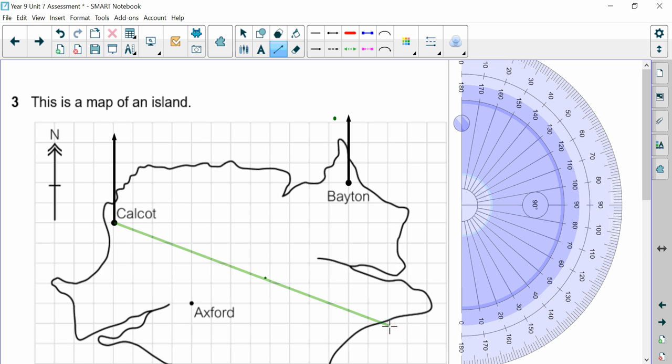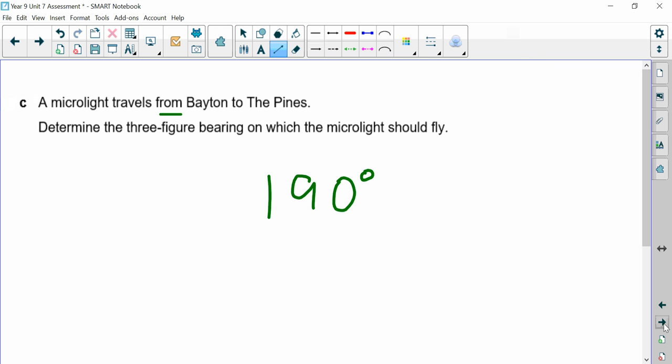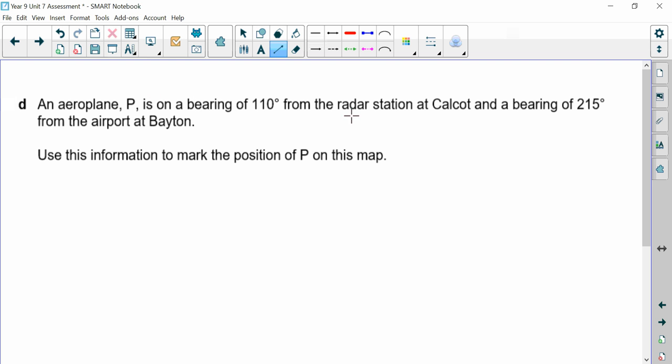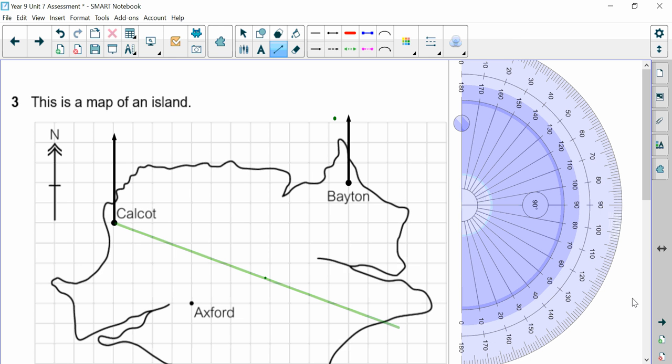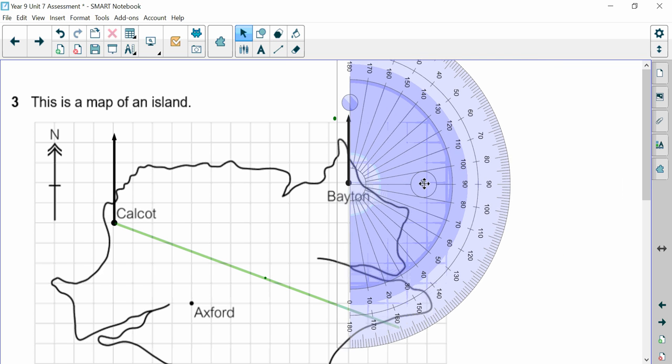So I've got this line connecting up to here, and it goes through that point. Next up, the information that the text gives us is that it's also on a bearing of 215 degrees from the airport at Baton. So from Baton this time, I've left in my north line from before, I now need a bearing of 215 degrees. Again, there's going to be 2 options for you to work that out.